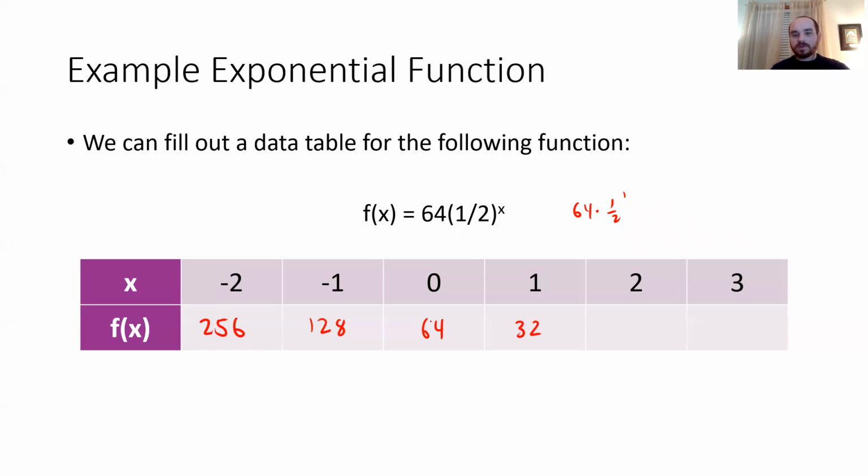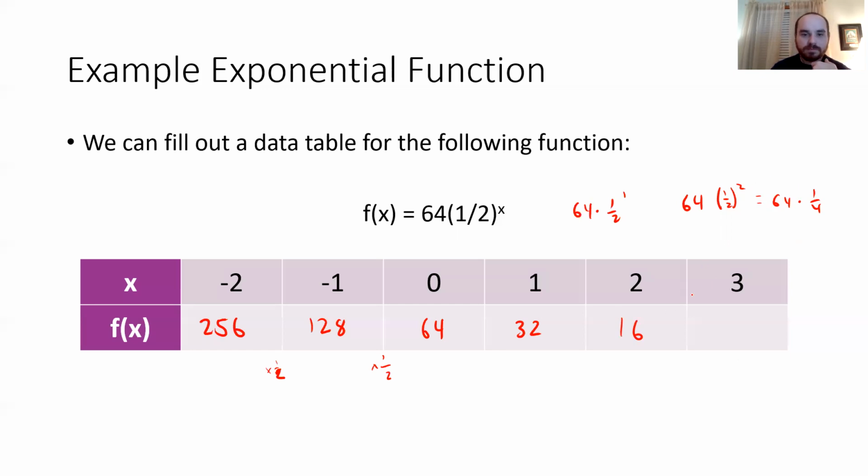Now, we could continue filling in this table just by using the pattern from here. You can already see what this one is. It's times 1/2 every time, or divided by 2, whichever way you want to think about it. Doesn't really matter. But we're going to go ahead and solve this out the long way. So we have 64 times 1/2 raised to the power of 2. 1/2 to the power of 2, we have 1 squared, which is 1, over 2 squared, which is 4. So this is equal to 64 times 1/4. 64 divided by 4 is, of course, 16.